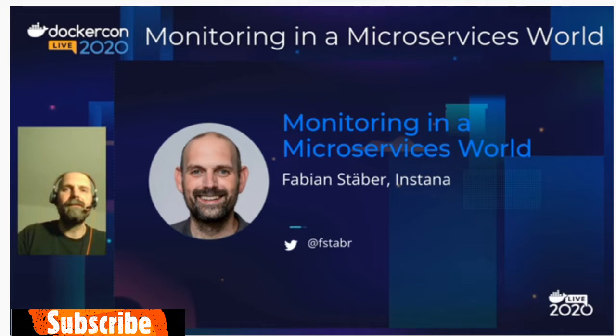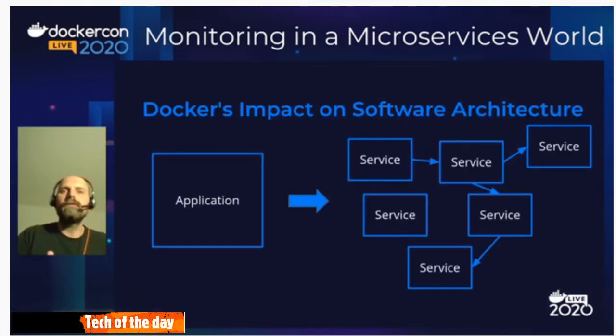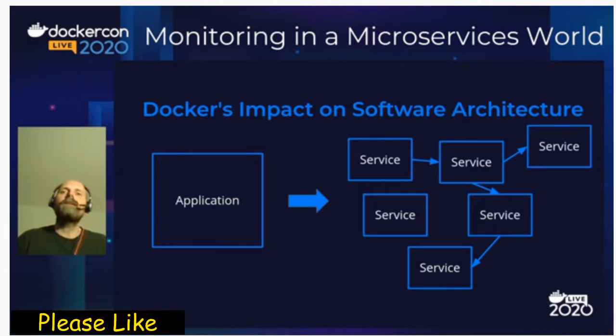So microservices are a software architecture pattern where you take your application, your single deployment, and split it up into multiple independently deployable services. Why is this popular? Why do people do this? There are several answers for that.